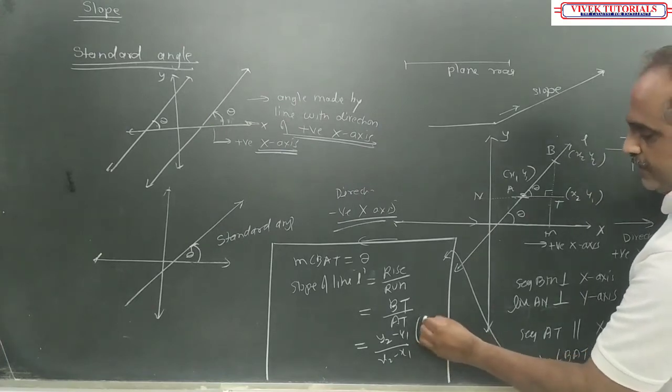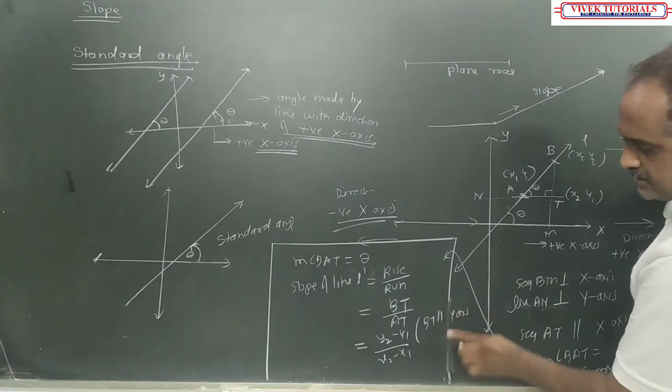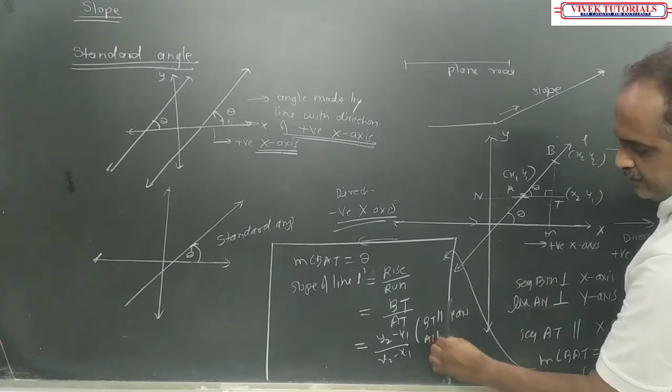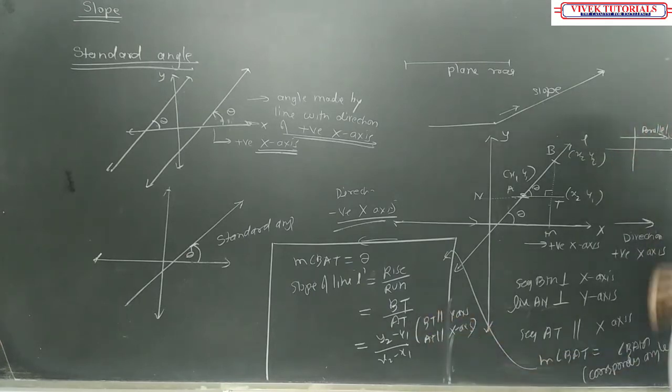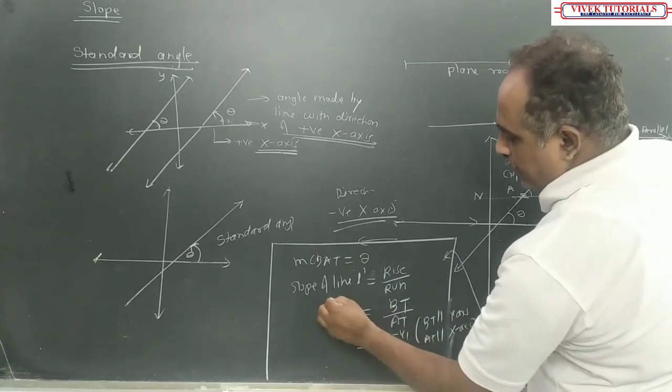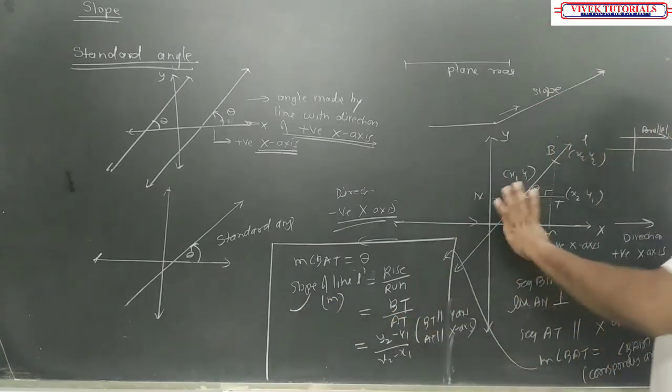As I can say, BT is parallel to the y-axis and AT is parallel to the x-axis. So this is actually called the slope. Have you understood now? So you do one thing. I'll explain once again. Slope is denoted by M. So we'll derive the formula again.